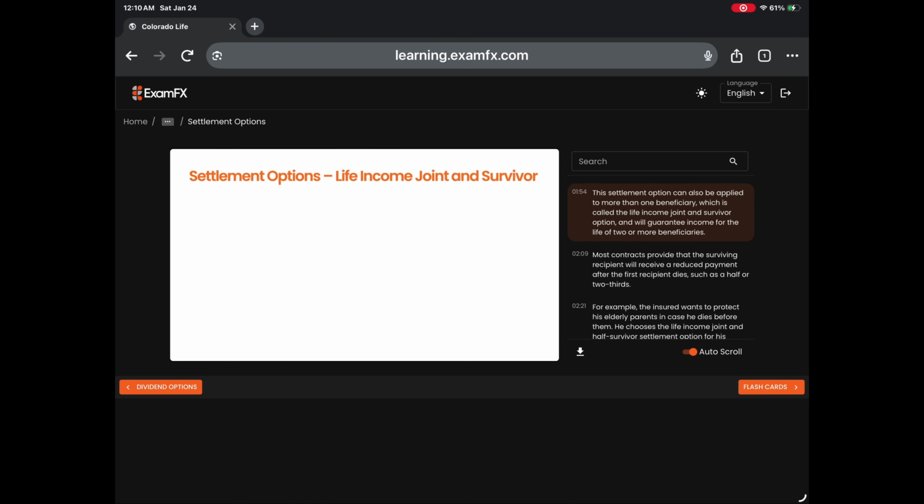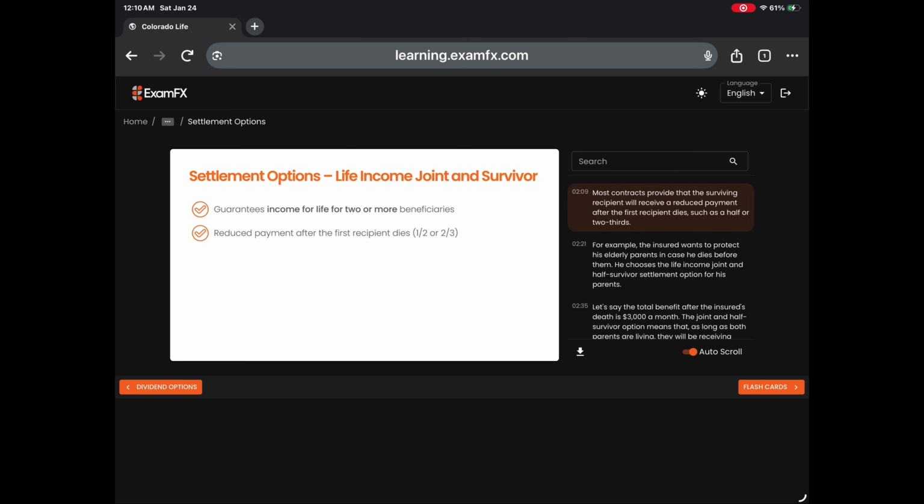This settlement option can also be applied to more than one beneficiary, which is called the life income joint and survivor option, and will guarantee income for the life of 2 or more beneficiaries. Most contracts provide that the surviving recipient will receive a reduced payment after the first recipient dies, such as a half or two-thirds.